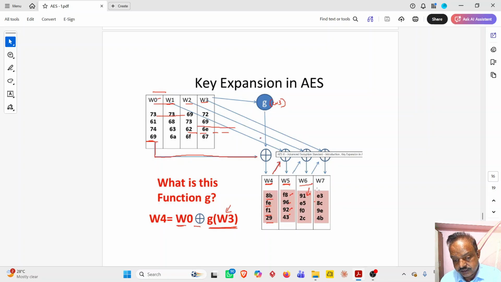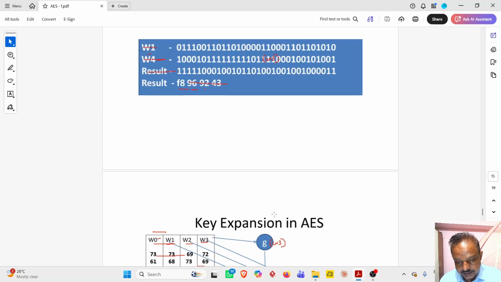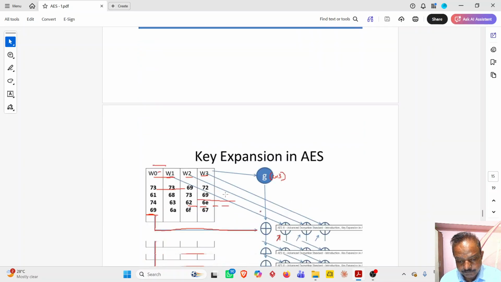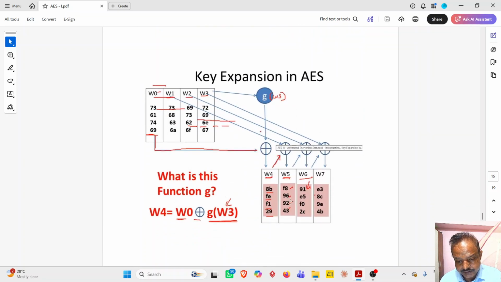So the entire thing you can see in some violet colors. 8B, FE, F1, 29. These things, what you got here? 8B, FE, F1, 29. Second one, F8, something like that. What is it? F8, 96, 92, 90. So the entire key we get here.